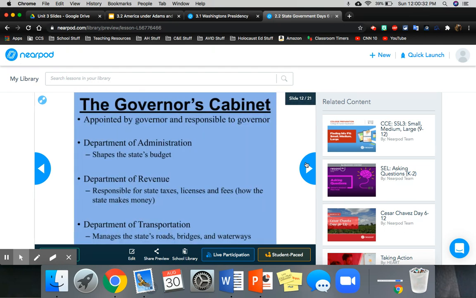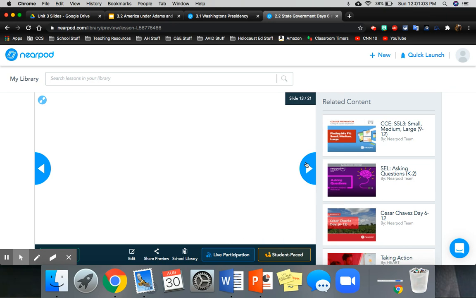All right, so this is very similar to the federal level. The governor can appoint people to his cabinet. So these are people who are not elected. You've got the Department of Administration, who helps shape the state's budget. That's sort of like the OMB, the Office of Management and Budget at the federal level. The Department of Revenue is responsible for state taxes, fees, licenses. Department of Transportation, they oversee infrastructure. Like I said, these are just some of the examples. There are more than just these 3 right here.